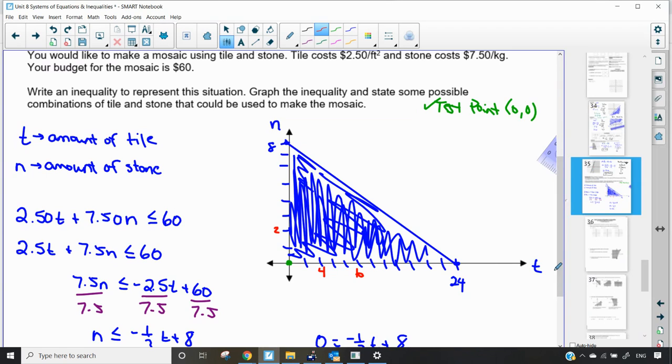All right, so that gives you a number of examples for inequalities. Again, the steps are fairly easy. Start off by graphing your line, find that test point, and then shade.